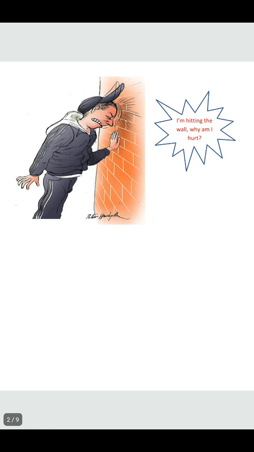And a person is hitting the wall. He would feel hurt, wouldn't he? Of course, because he just hit the hard wall. And it's because of the wall.